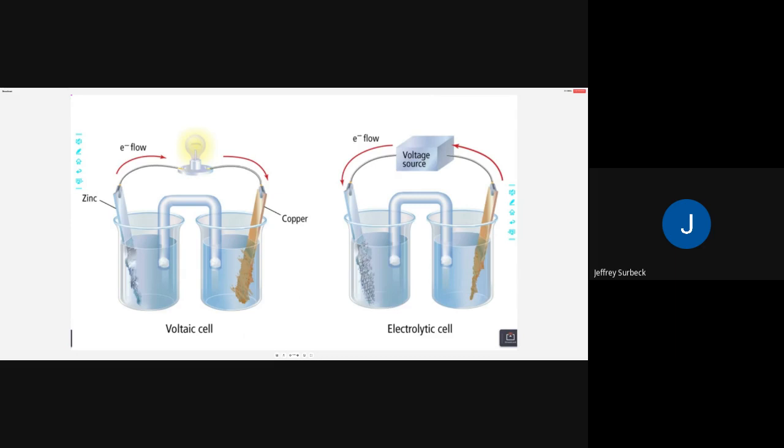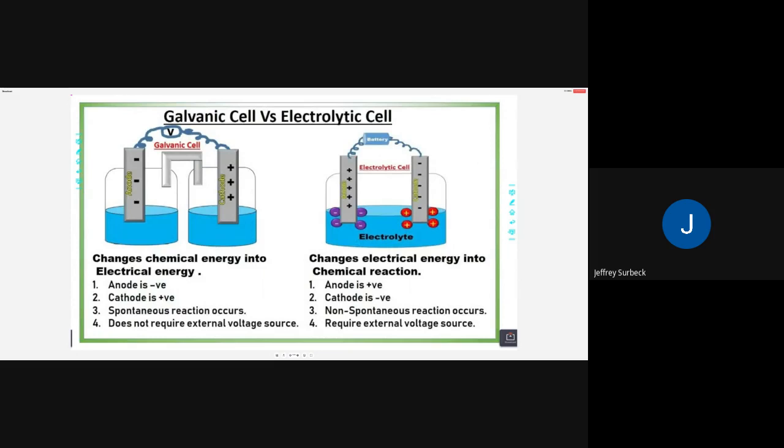Here, same chemicals, but you see this thing called voltage source. So a battery, you plug it into the wall. Extra power that does not come from the reaction. You force the reaction to move from, in this case here, your cathode to your anode. So it's the reverse process because it has a power source. Now, this picture explains the differences very, very well.